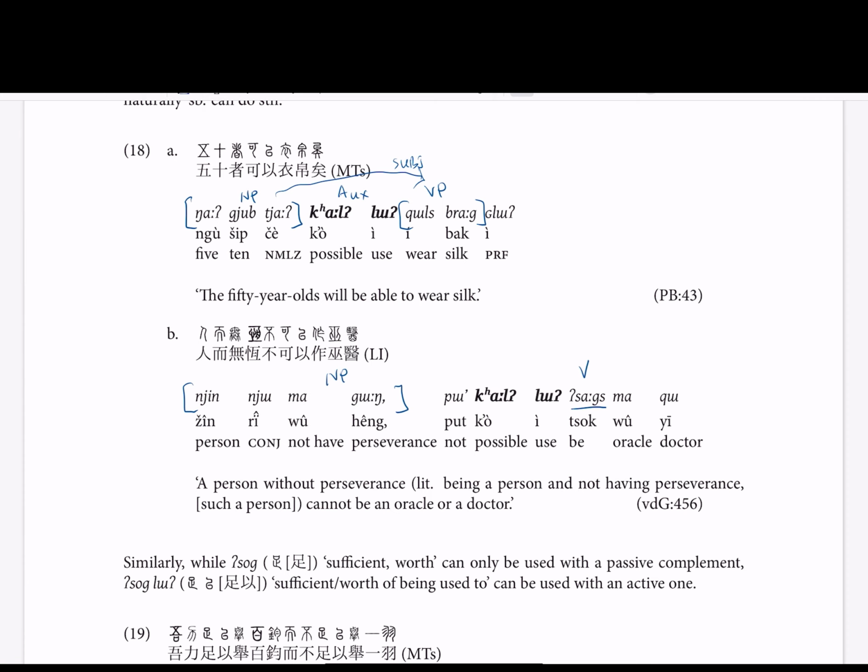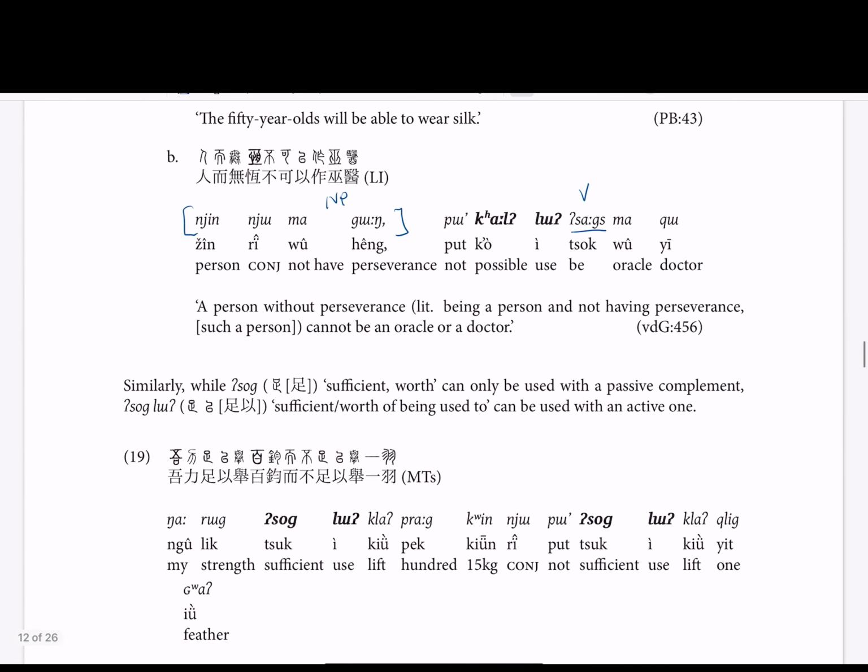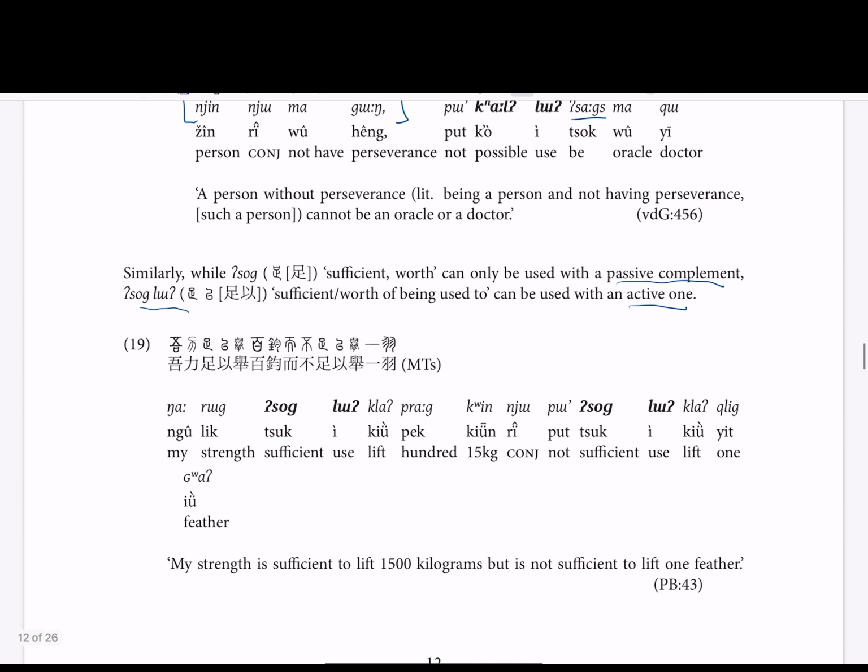Similarly, while the tough predicate sog can only be used with a passive complement, the compound auxiliary sog lu can be used with an active one, as in 19. My strength is sufficient to lift this much weight, but is not sufficient to lift one feather. The compound auxiliary sog lu is here. Its subject is nga rug, my strength, and the verb is kla, to lift. As we can see, the subject NP, my strength, is the subject of the verb lift, both syntactically and logically.